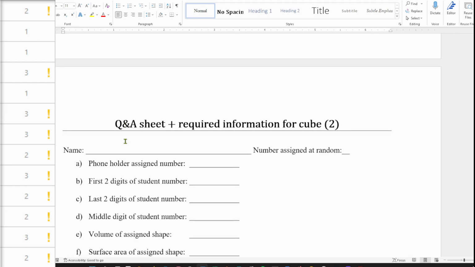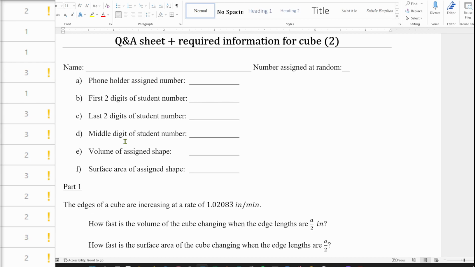So now we're on the cube. If you were not assigned number 2, skip ahead or rewind to number 1. And one thing I said in part 1 after I said skip ahead was, if you're not sure what your phone holder assigned number is, it is looking at the seating chart. If you're the first person on the seating chart, you're number 1, second person is number 2, third person is number 3, and follow that pattern all the way down to the 15th person.